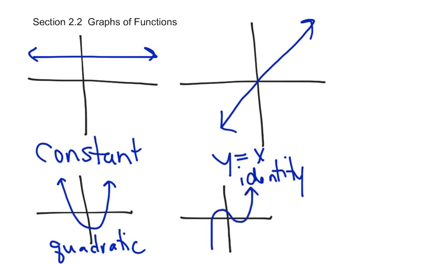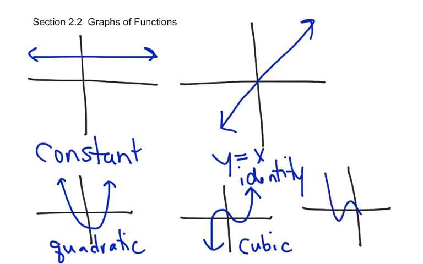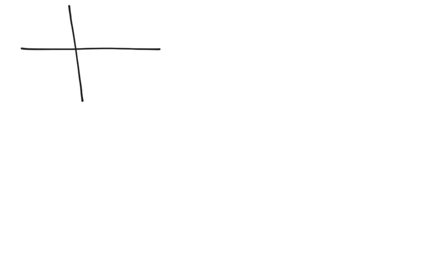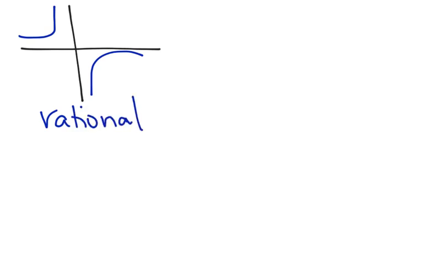Cubic functions generally look something like this. We didn't talk about this, but quartic functions we introduced in Algebra 2. Quartic functions are functions whose largest exponent is 4. They generally tend to look like m's or w's. We have our rational function. The rational function often looks something like this. They're hyperbolas. They get closer and closer to asymptotes, which they never cross.